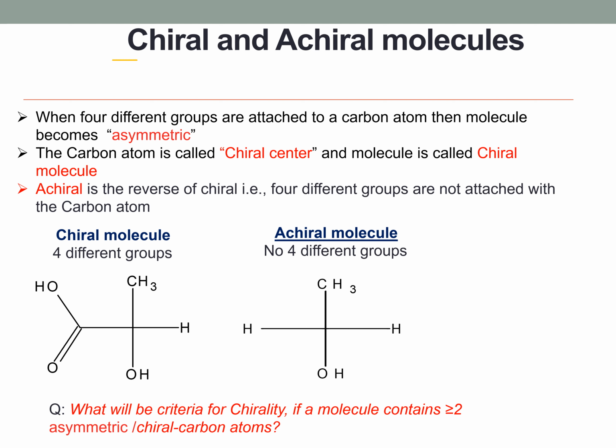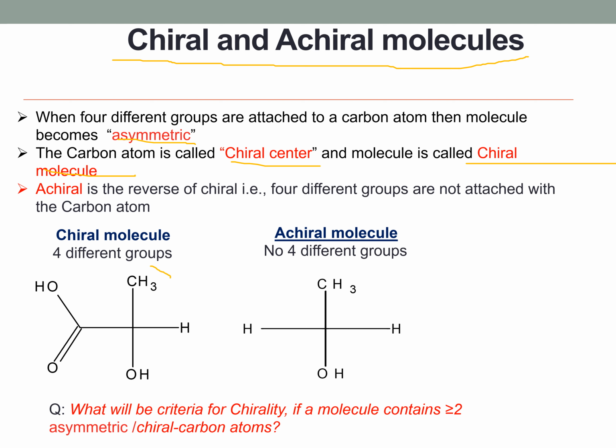Now, chiral and achiral molecules. When four different groups are attached to a carbon atom, then the molecule becomes asymmetric. The carbon atom is called the chiral center and the molecule is called a chiral molecule. Achiral is the reverse of chiral, that is, four different groups are not attached to the carbon atom.